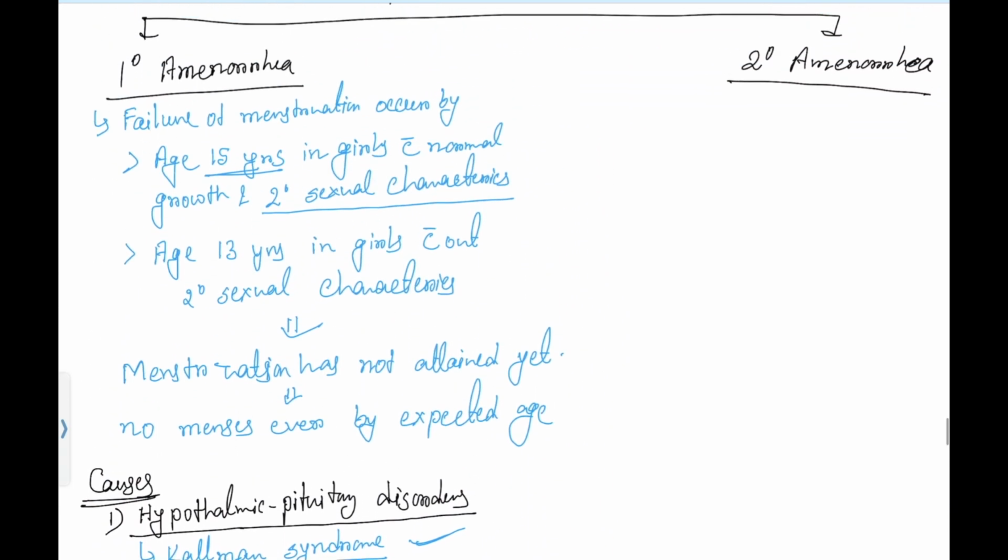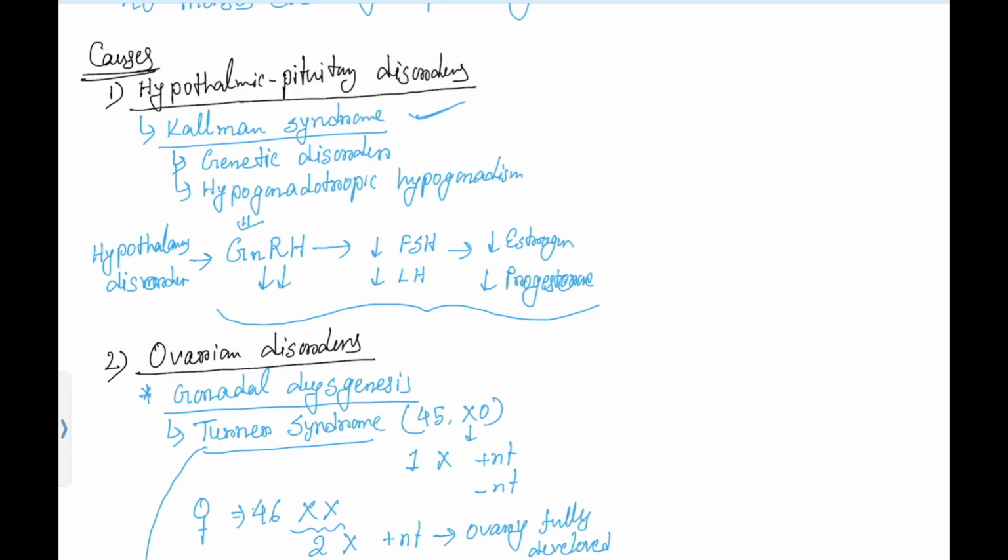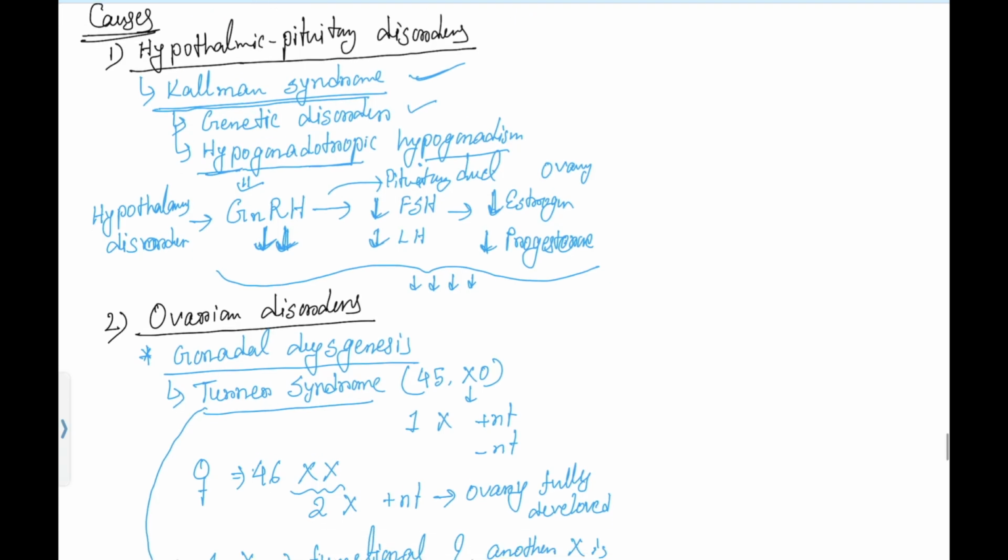So again we will discuss in detail the causes of primary amenorrhea. What are the causes? Hypothalamic pituitary disorder, that is Kallmann syndrome. Kallmann syndrome is a kind of genetic disorder. In this genetic disorder there will be hypogonadotropic hypogonadism. Hypogonadotropic means gonadotropin releasing hormone will be secreted in less amount. Hypo means less, right? So with less gonadotropin releasing hormone, less messages are sent to the pituitary. As a result, the pituitary will secrete less FSH and LH. In response to less FSH and LH, the ovary will release less estrogen and progesterone. As all these hormones are secreted in less amount, there will be no menstruation, as these hormones regulate the menstrual cycle.